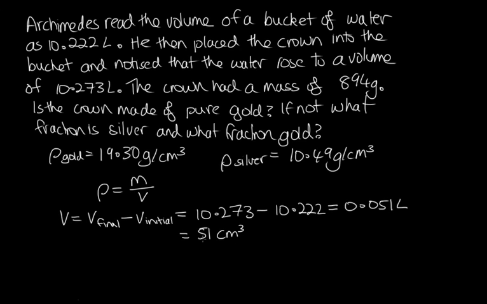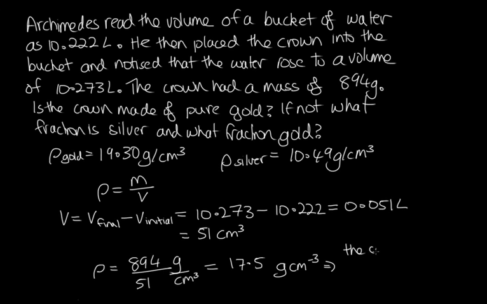Okay, so we've now got the volume. So now we can get the density. The density is equal to 894 grams over 51 centimetres cubed. And so this gives us a density of 17.5 grams per centimetre cubed. So you can see this is less than the density of gold. So this tells us the crown is not made of pure gold.